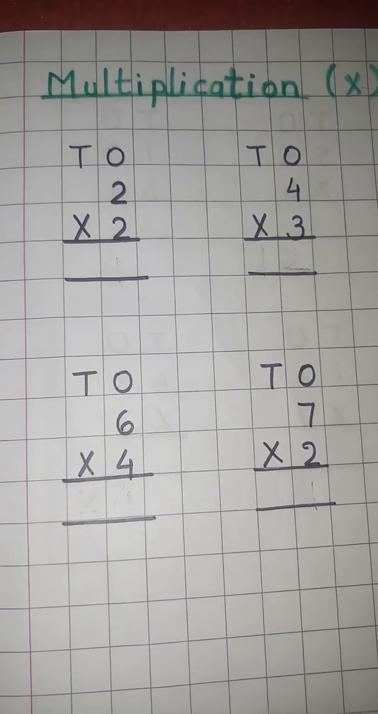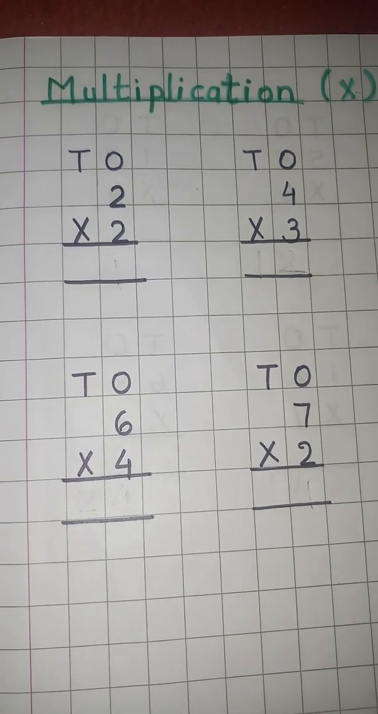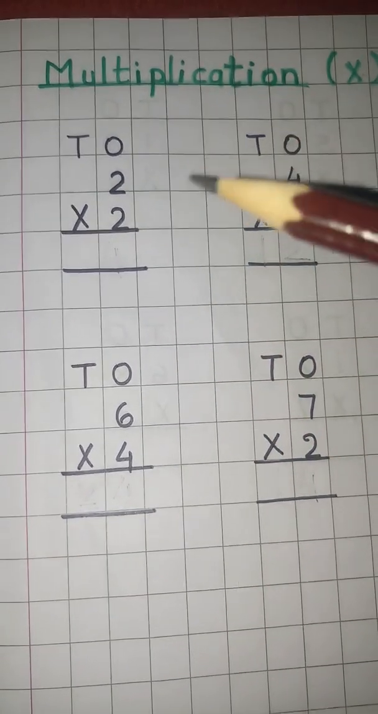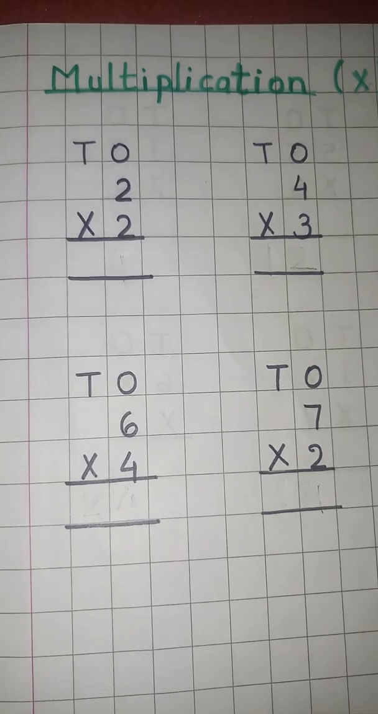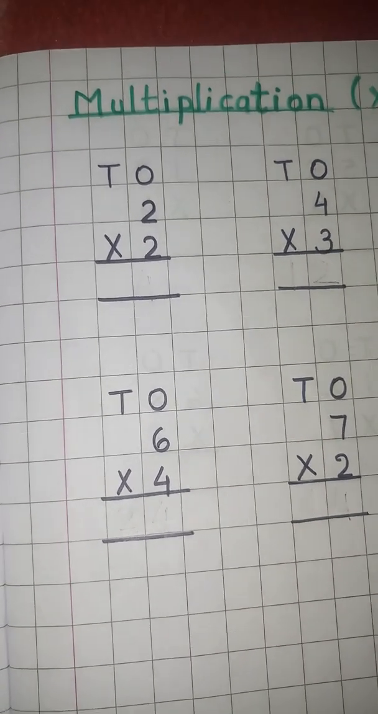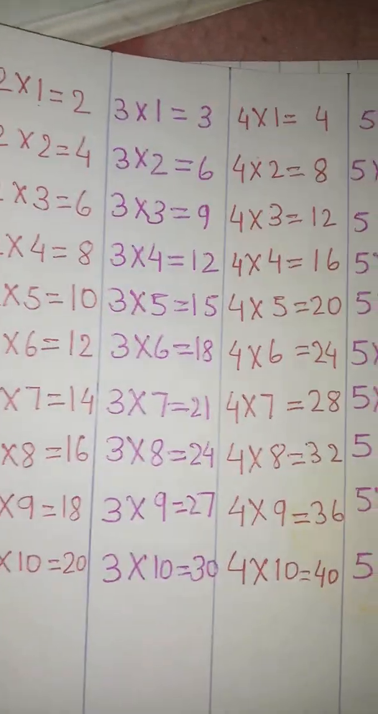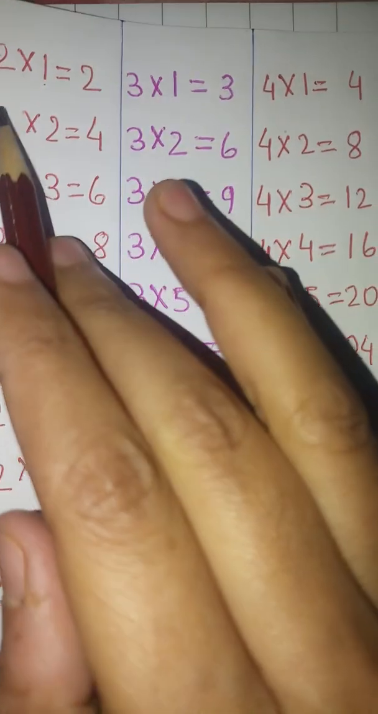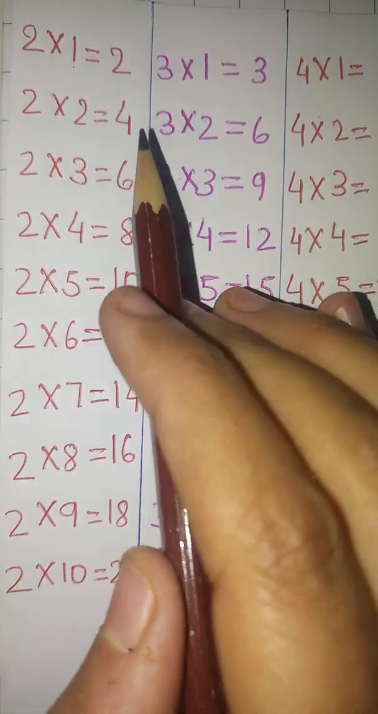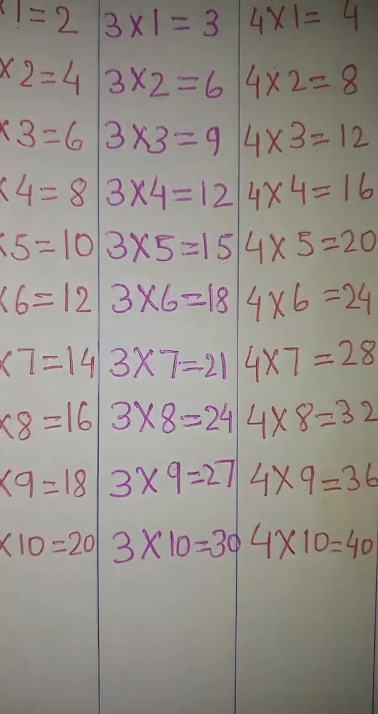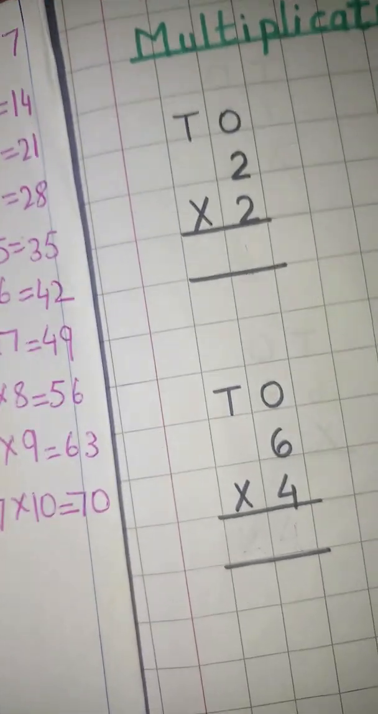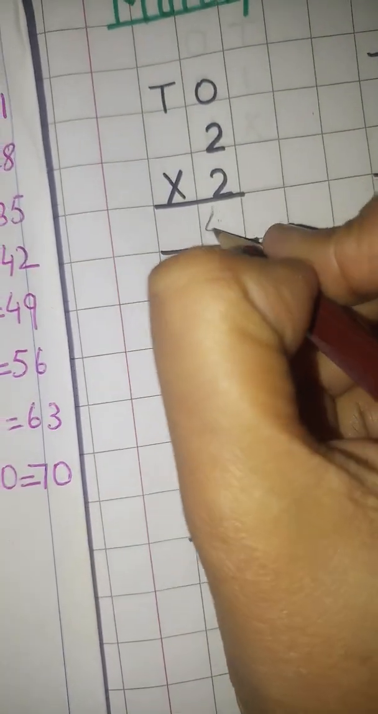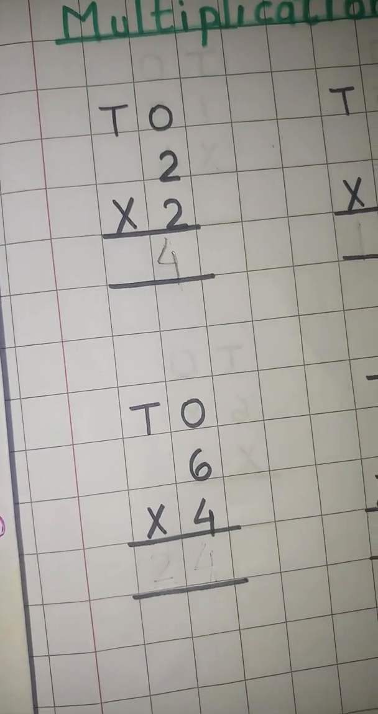So let's start. The first is to multiply 2 into 2. So we will see in a table what will be the answer. 2 into 1, 2. 2 into 2, 4. 2 2s are 4. So our answer will be 4. So we will write 4 in a box.